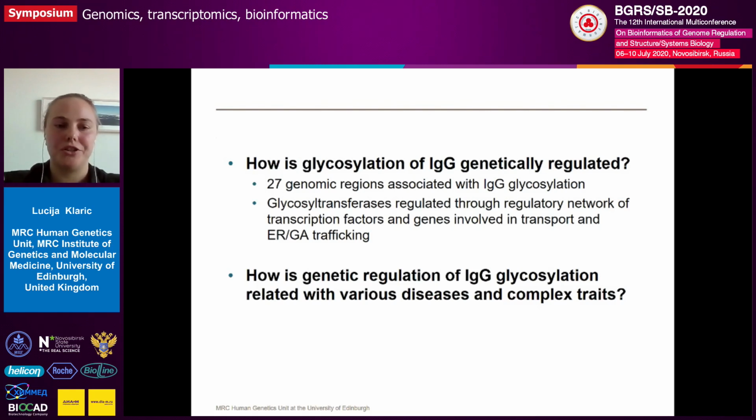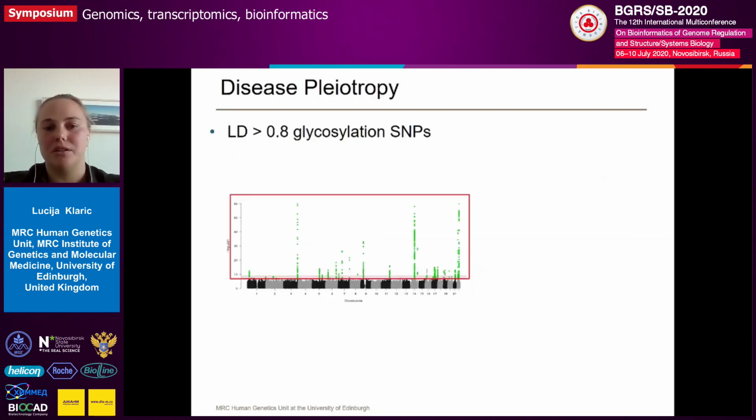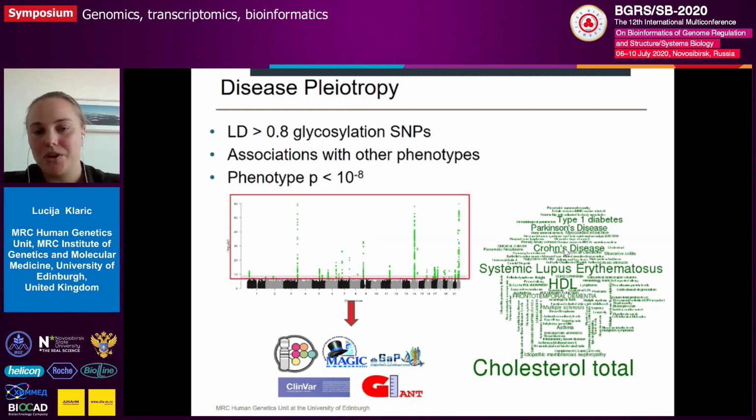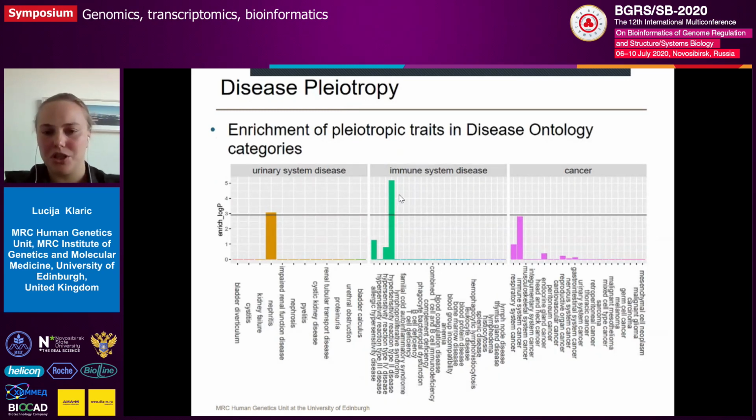So to do this, we took all the IgG glycosylation associated SNPs, so the green part of the Manhattan plot. We simply asked, were they already reported to be significantly associated with some other phenotypes in these different databases? And indeed, many of the glycosylation SNPs were already reported to be associated with various other diseases and traits. You can notice some of those that we mentioned at the beginning of the talk. Lupus is here, Crohn's disease is here, rheumatoid arthritis is here, and there are also many more. If you look from a higher level perspective, there's an enrichment of glycosylation pleiotropic traits in the disease ontology category of immune system diseases, which is probably not surprising, given that we are looking at immunoglobulin G, and the cancer ones are also related to immune system cancers.